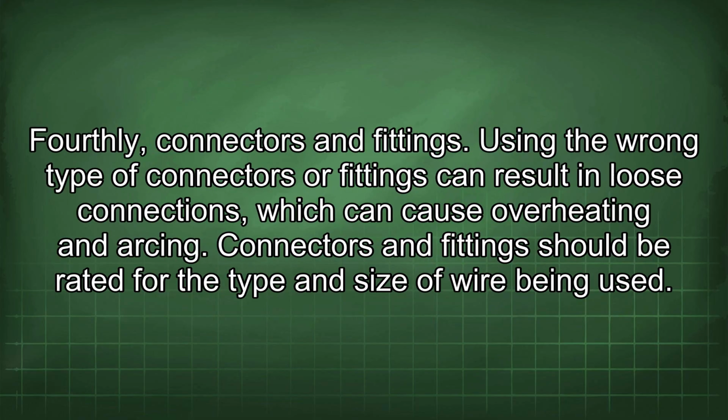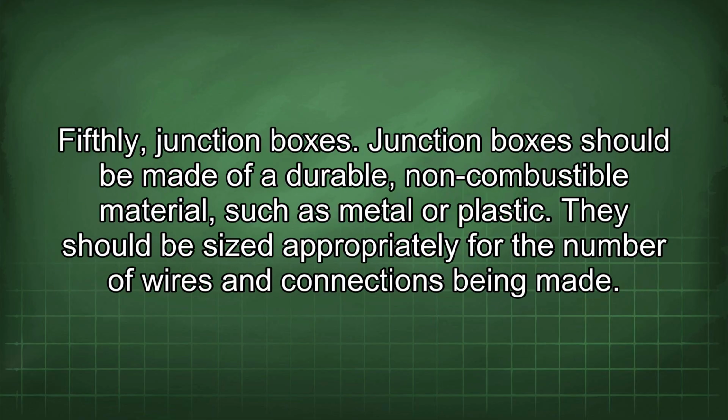Fourthly, connectors and fittings. Using the wrong type of connectors or fittings can result in loose connections, which can cause overheating and arcing. Connectors and fittings should be rated for the type and size of wire being used. Fifthly, junction boxes. Junction boxes should be made of a durable, non-combustible material such as metal or plastic. They should be sized appropriately for the number of wires and connections being made.